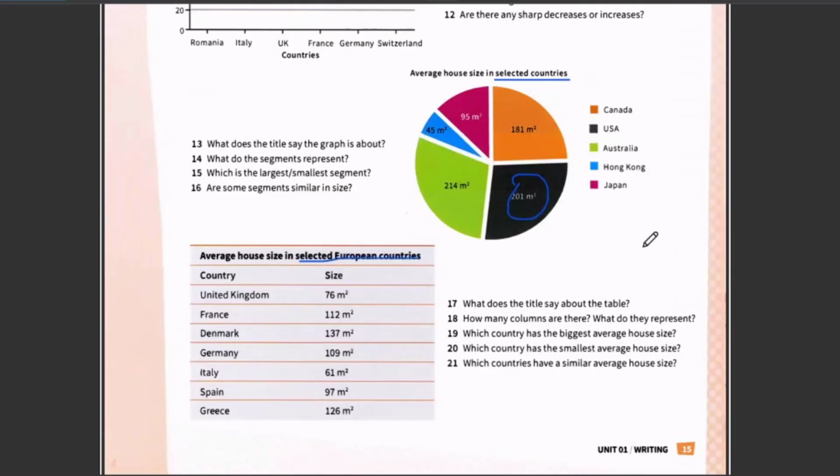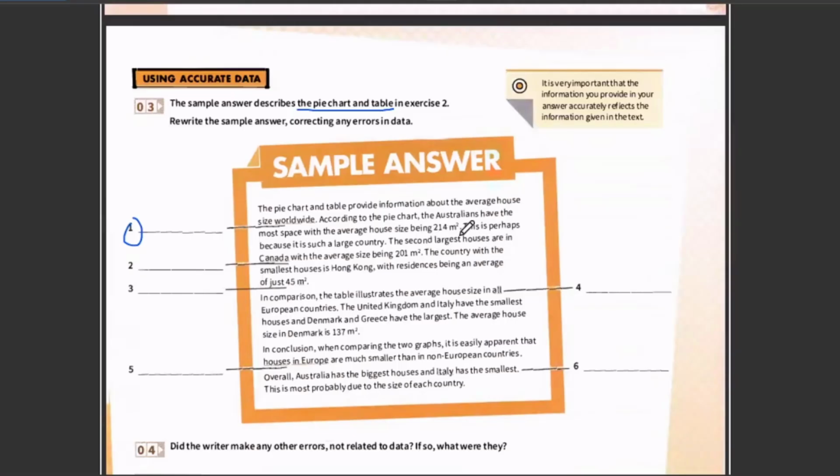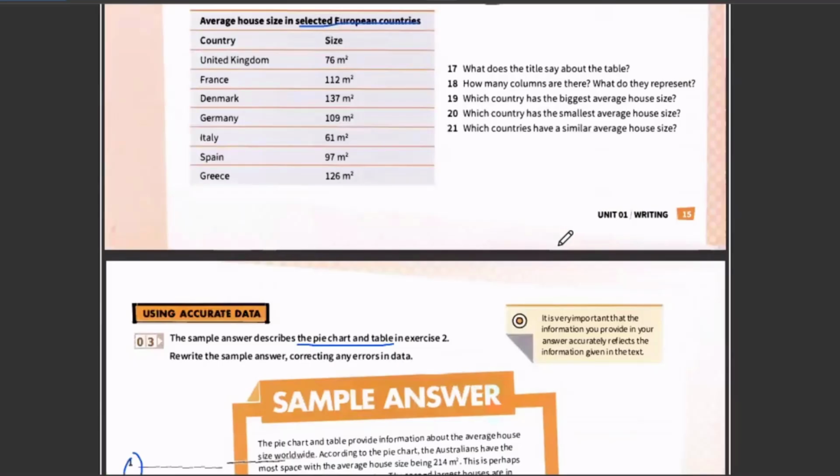201 is USA. Yes. It's not Hong Kong, it's USA, dear. So this will be the second largest houses are in the USA with the average size being 201 meters square. Got it? Yes, I said USA, right? No, you said Hong Kong. Oh my god.